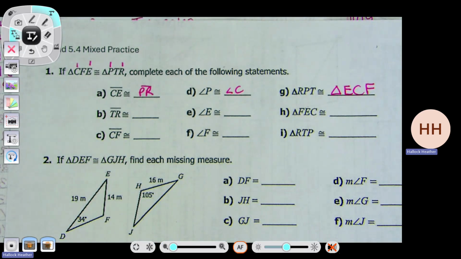Take another minute if you need to finish number one. We're going to flip to the front. We're going to do some proofs, so that way you don't have to do them all by yourselves. Today you have a word bank.